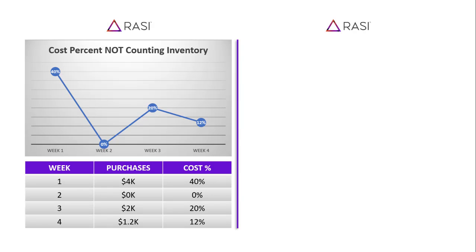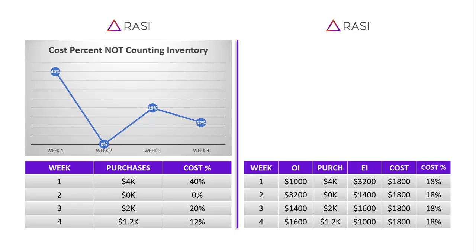Okay, so let's look at the same example and apply it with the instance of actually counting inventory each week. So our purchases are going to stay the same, right? Our 4K, our 0, our 2K, and our 1200. But what changes here again is counting inventory on the shelves at the beginning and the ending of each week.